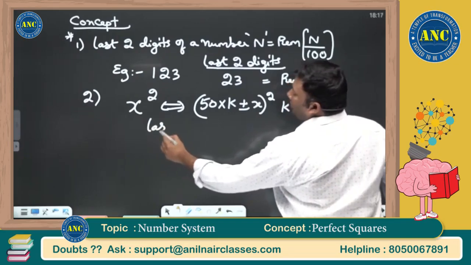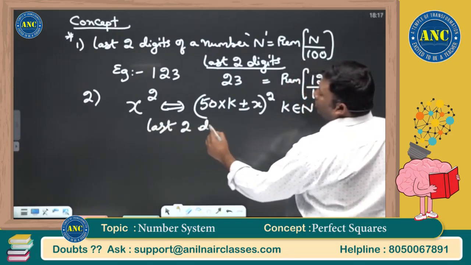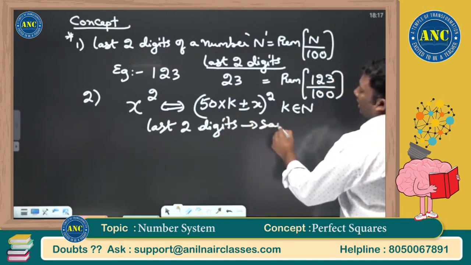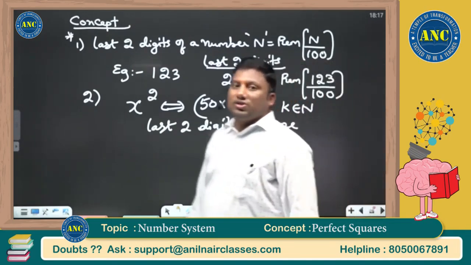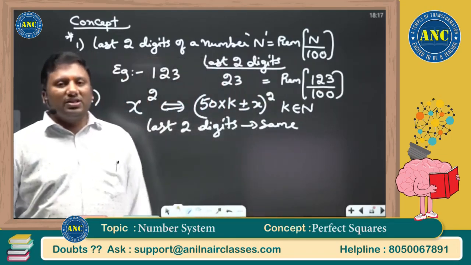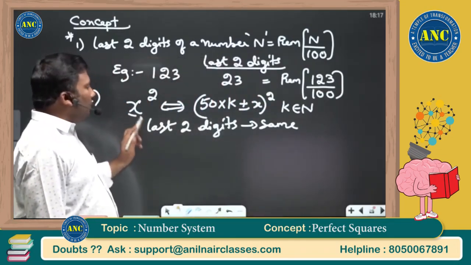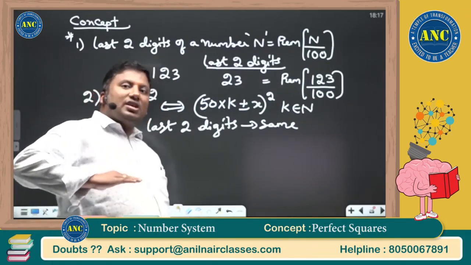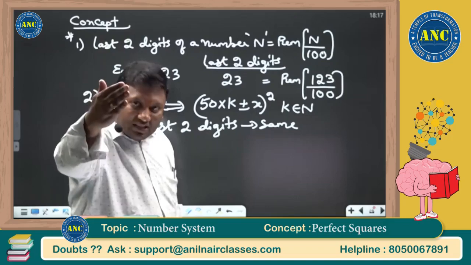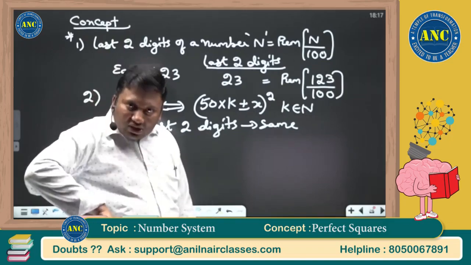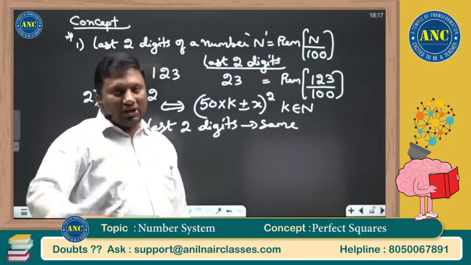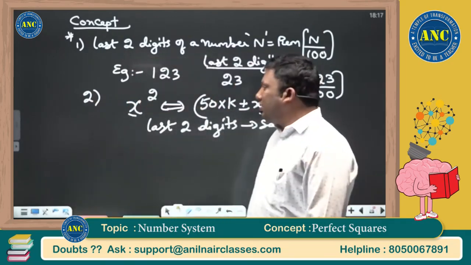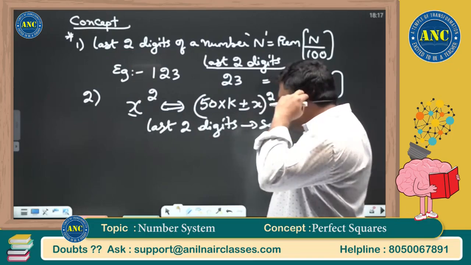The last two digits will be the same. Take x squared and 50 into k plus or minus x, whole square. The last two digits will be the same. Suppose I take a number x and do 50 minus x whole square, or 50 plus x whole square, or 100 plus x whole square, or 100 minus x whole square. The last two digits will be the same.